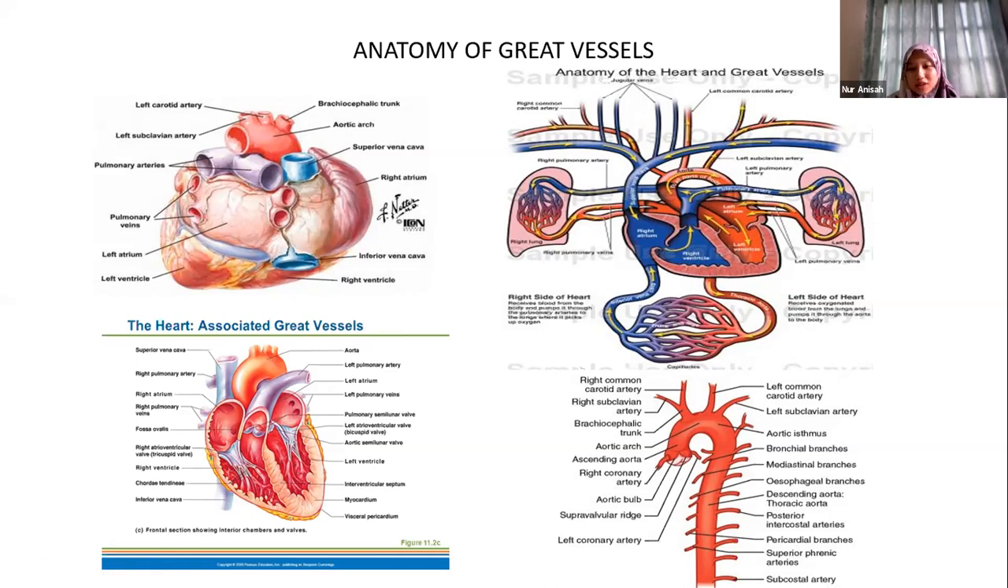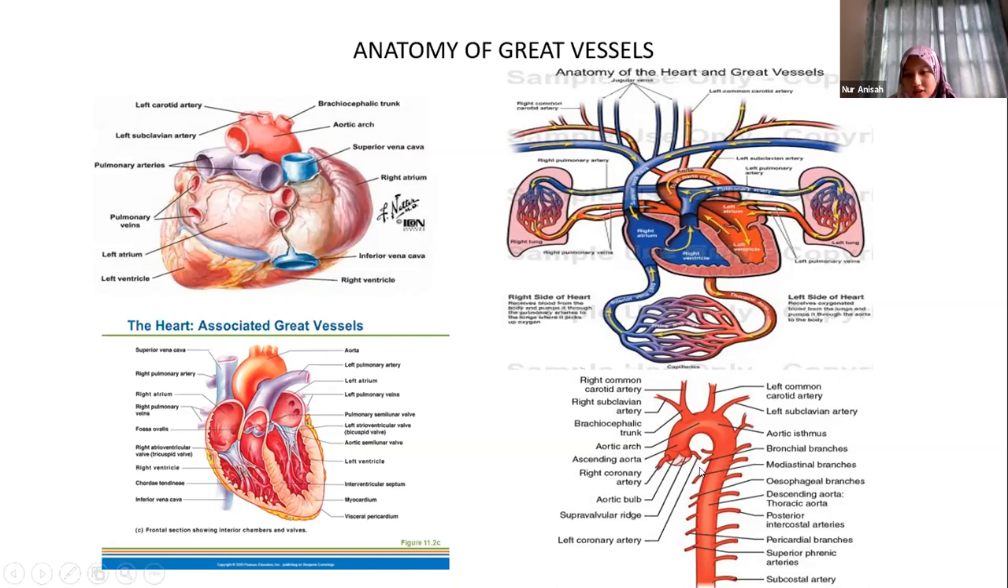And also the chemoreceptor, the chemical sensory. So the baroreceptor will detect any changes in the pressure, while the chemoreceptor will detect any changes in the blood pH, oxygen, and also carbon dioxide level. And all these changes in the parameters will be sent as impulses into the medulla oblongata before being translated by the brain, which sends feedback to the autonomic nervous system.